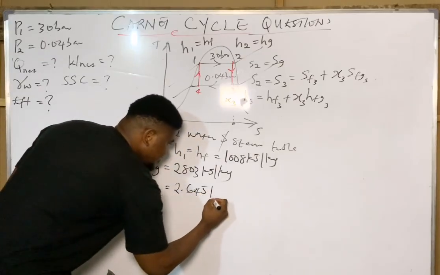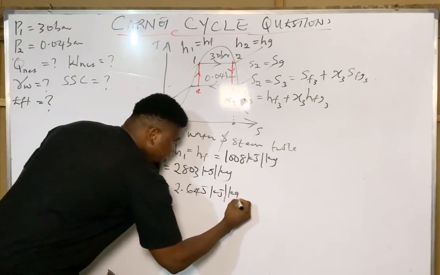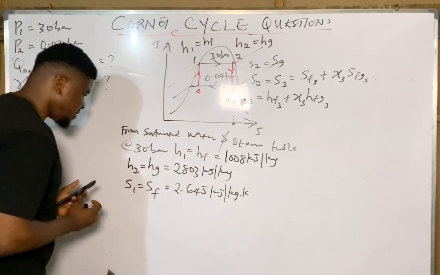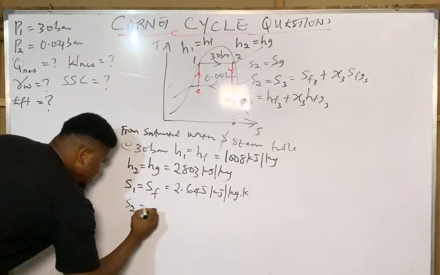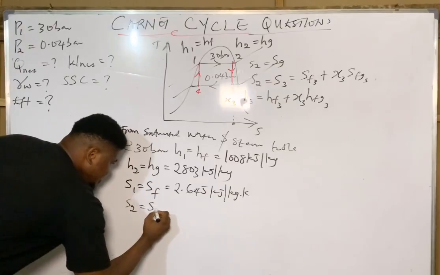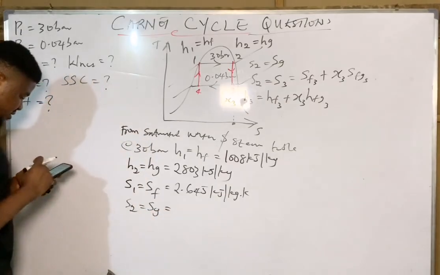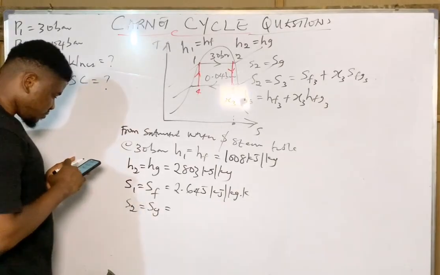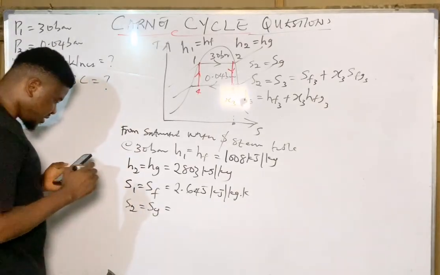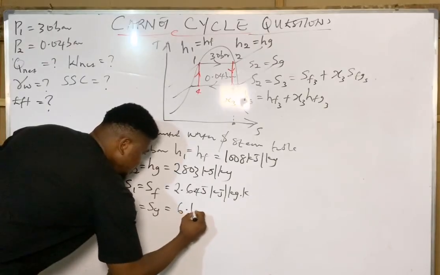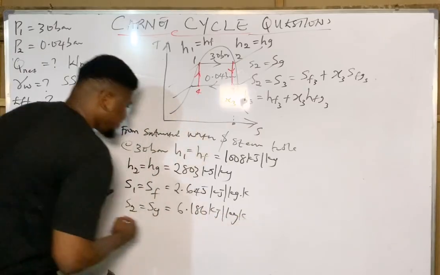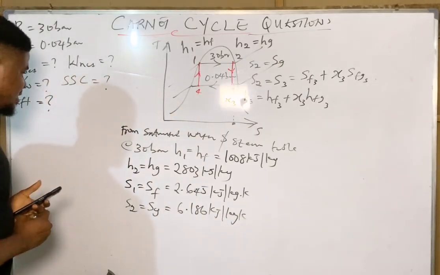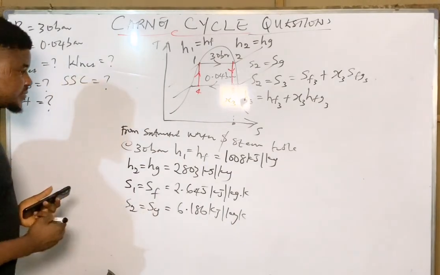2.645 kilojoules per kilogram Kelvin. So we'll also find S2, that gives us SG. S2 is simply SG. So we'll move to SG, which gives us 6.186 kilojoules per kilogram Kelvin. So these are the parameters at that particular pressure.